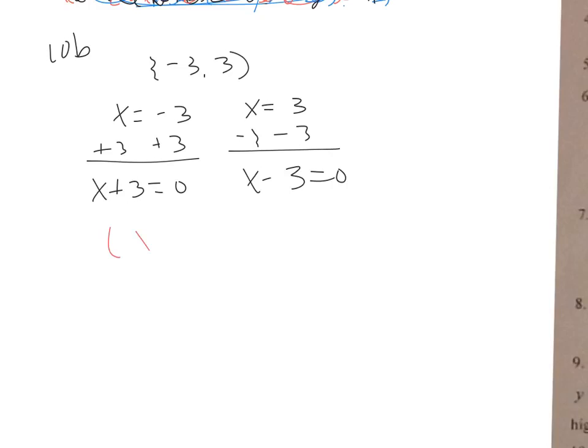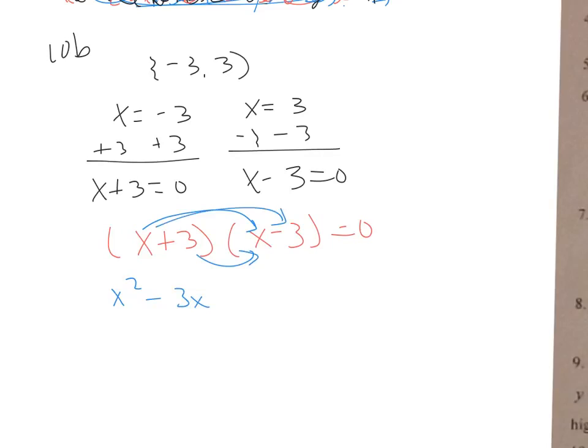Now I'm going to set them up as factors. x plus 3 times x minus 3, and that equals 0. Now I'm going to double distribute. x times x is x squared. x times -3 is -3x. 3 times x is 3x, and -3 times 3 is -9.